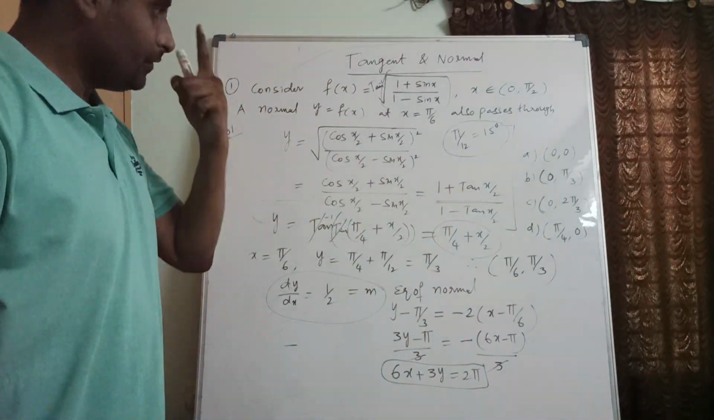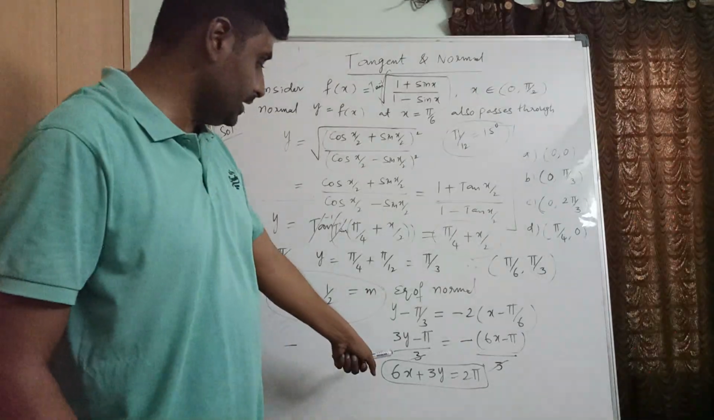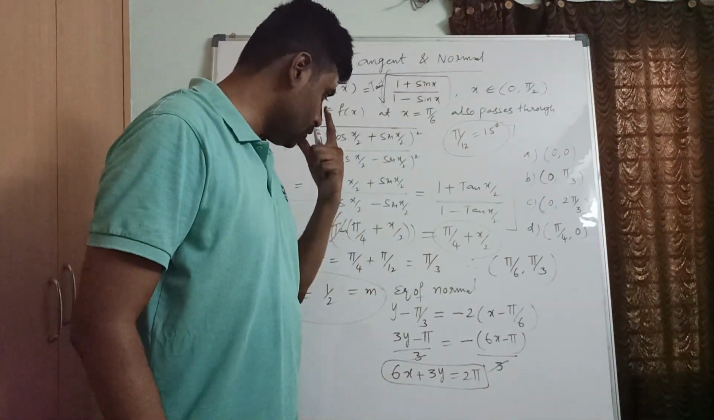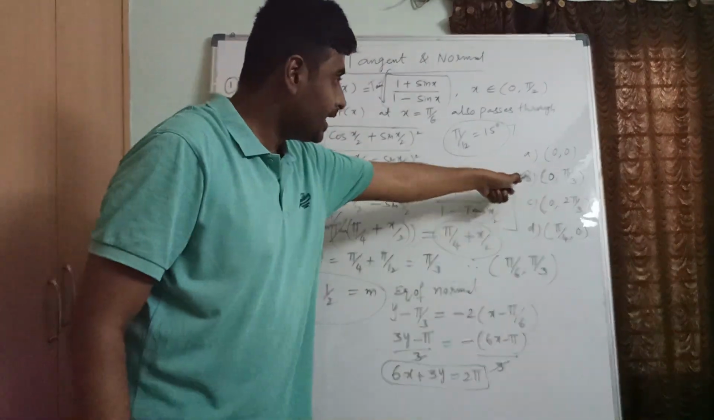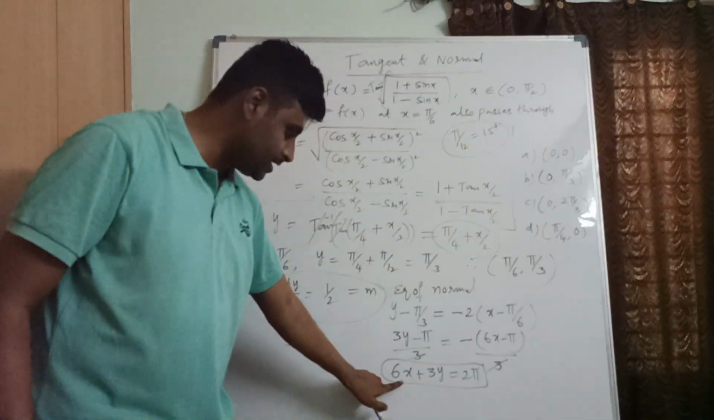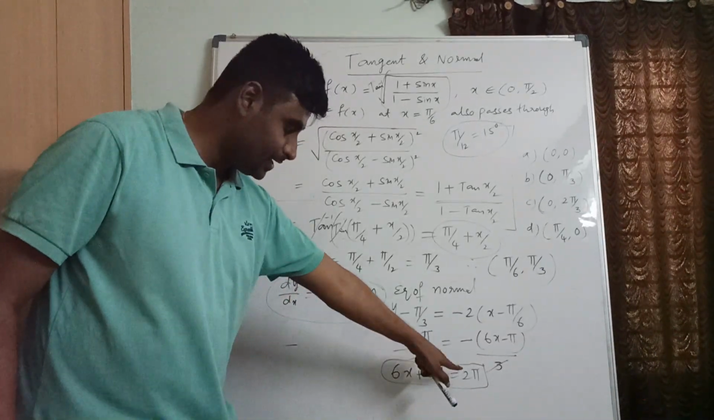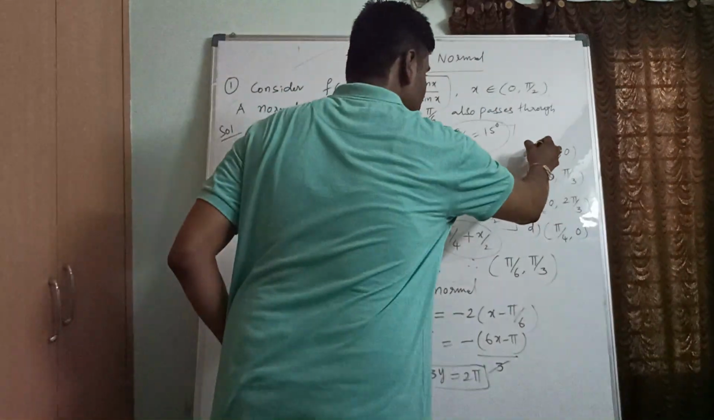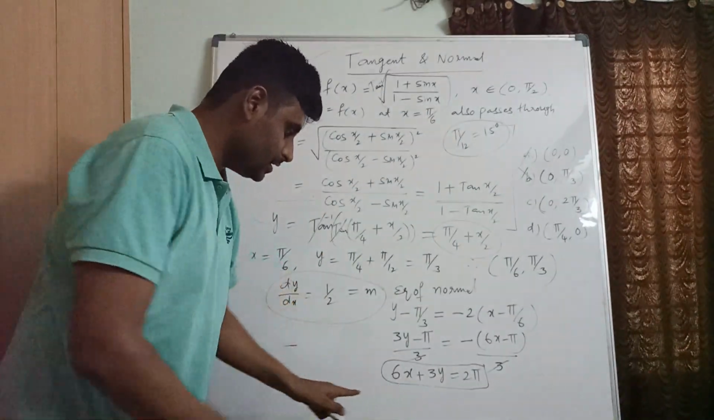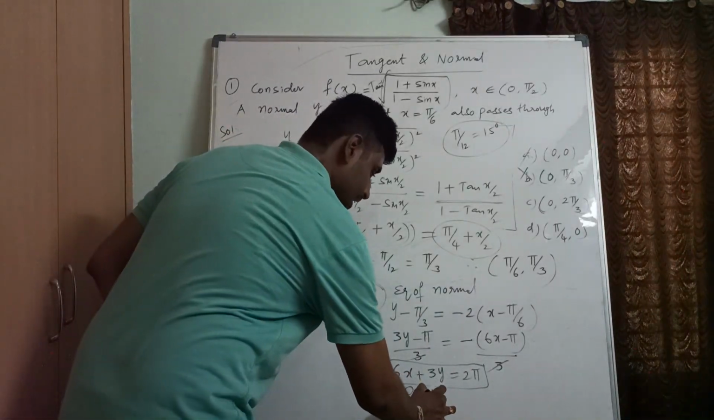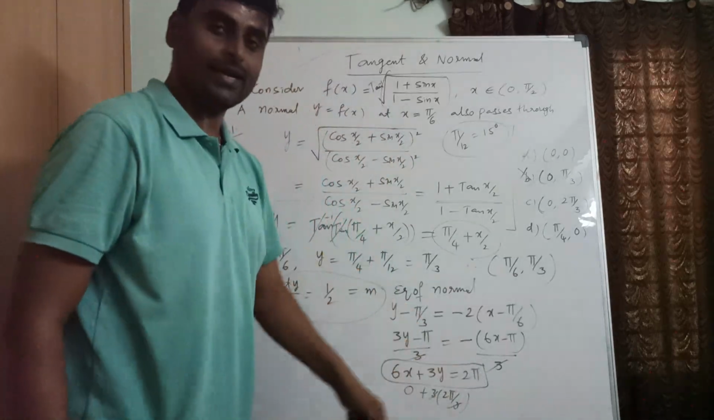Now see here, which of the following options is correct in this? 6x plus 3y equals to 2 pi. Right? Can I put 0, 0? Will you get 2 pi? No. Can I put 0, pi by 3? If I put pi by 3, 3 cancel here. Pi, not 2 pi. So these two are not correct. Right? If you substitute the third option, 0, this will become 0 plus 3 times 2 pi by 3. Yes, this will be satisfied, 2 pi.